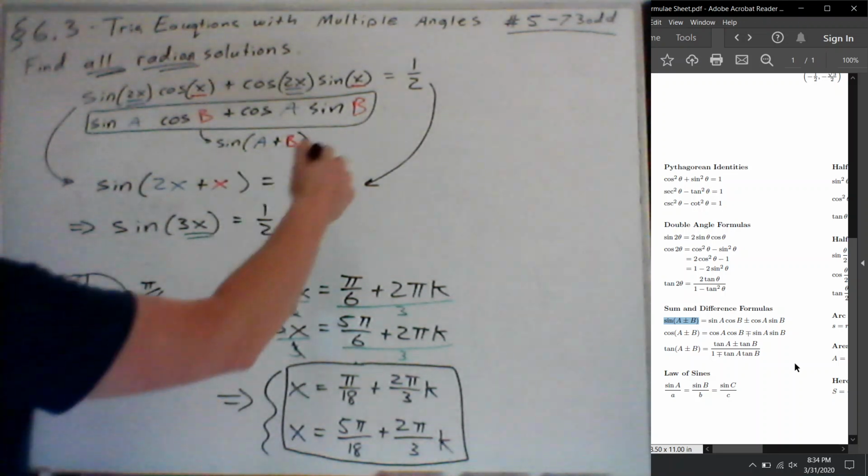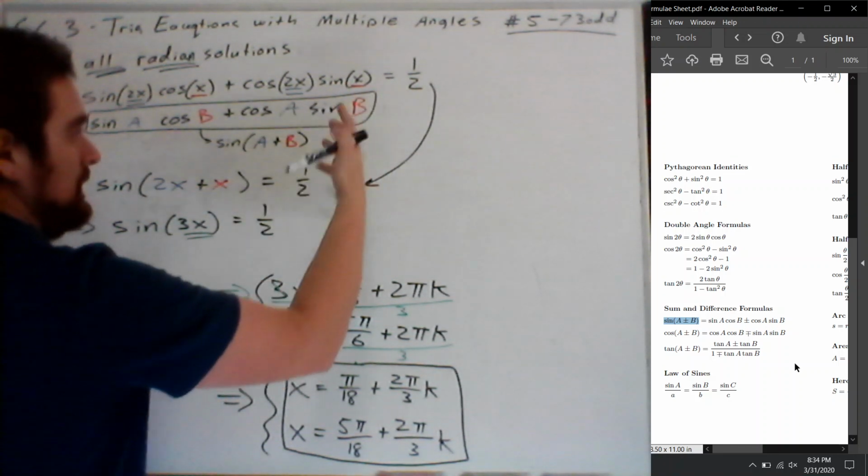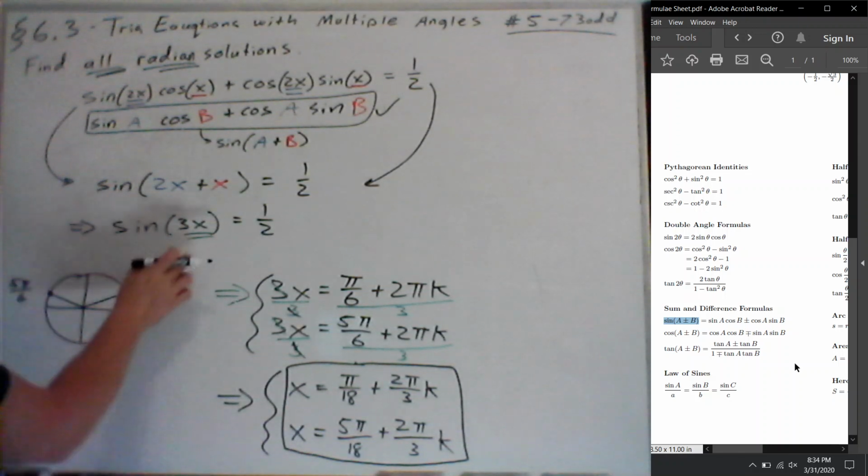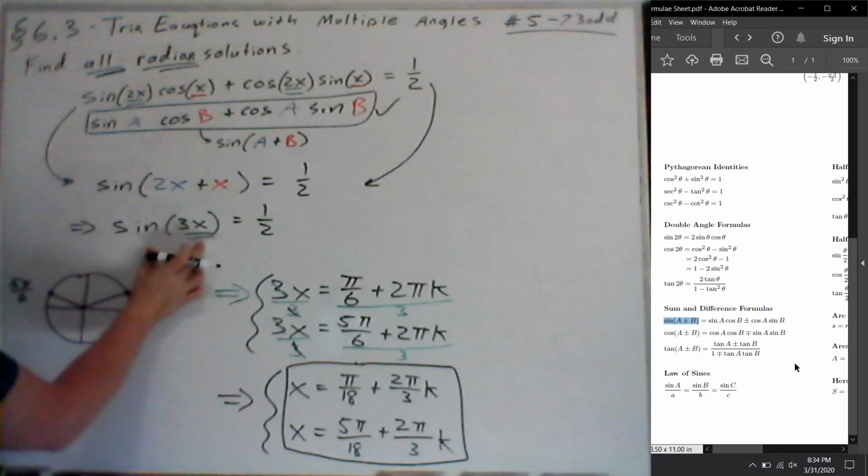So this is really the crux of the problem here: can we identify that sine of a plus b formula and use that formula to get it back into something that's a lot nicer to solve.